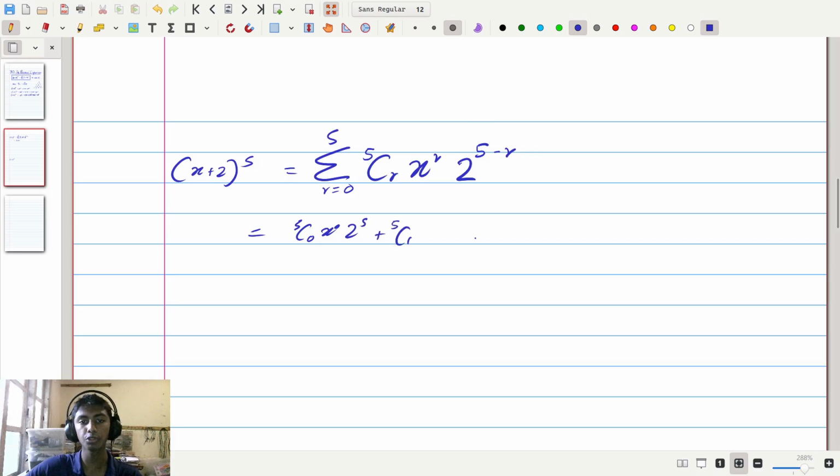The next term after that is going to be the term when r is equal to 1, so it's going to be 5 choose 1, times x to the power of 1, times 2 to the power of 5 minus 1, so 2 to the power of 4. The next term after that is going to of course be 5 choose 2, x to the power of 2, 2 to the power of 3, and I'm going to write the rest of them real quick.